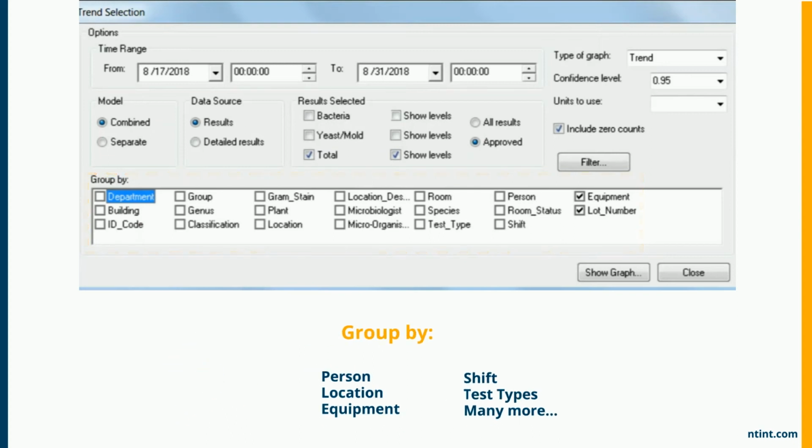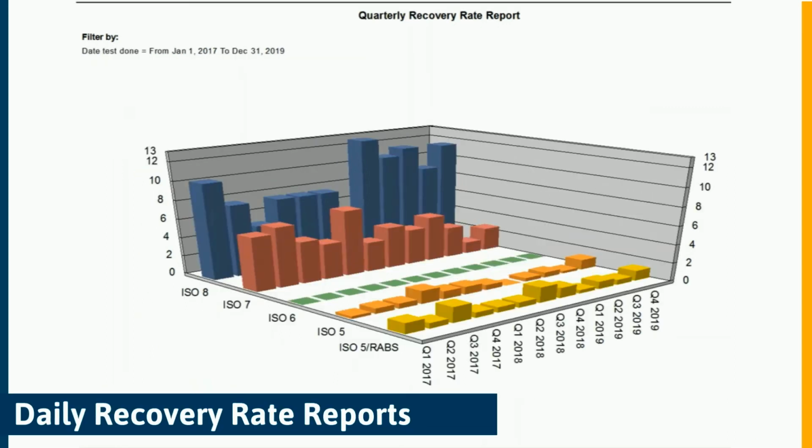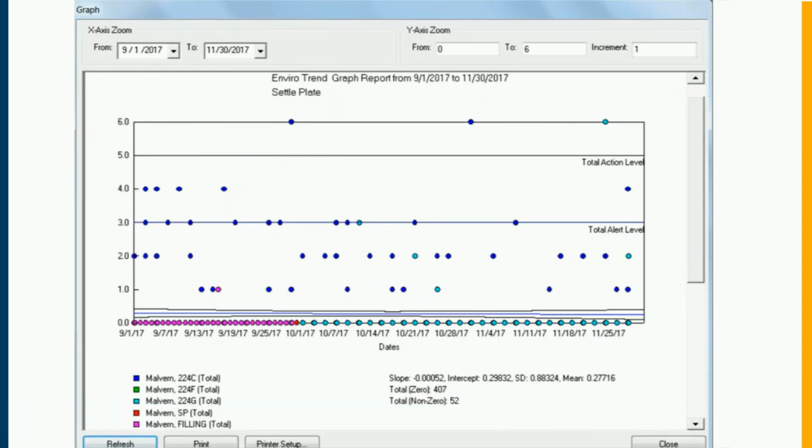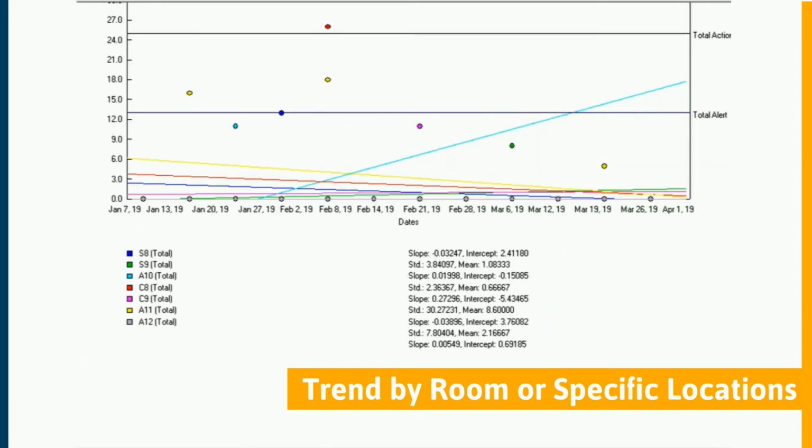You can trend in real time or after results are approved. As examples, we have daily recovery rate reports, we have quarterly recovery rate reports. You can trend by various rooms within your facilities or the specific locations within those rooms.